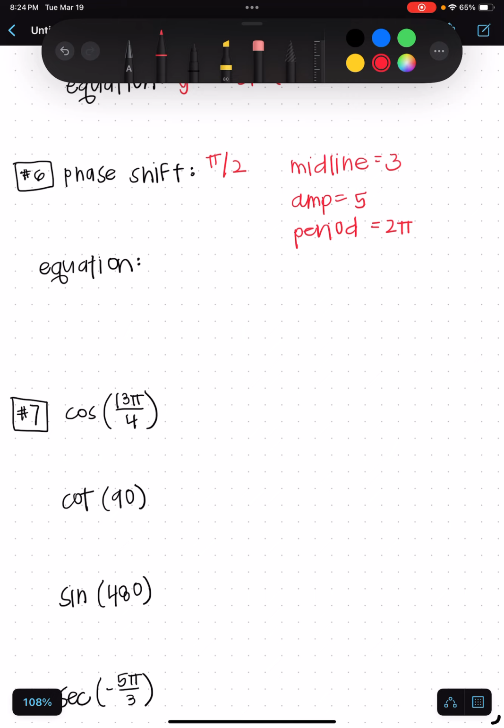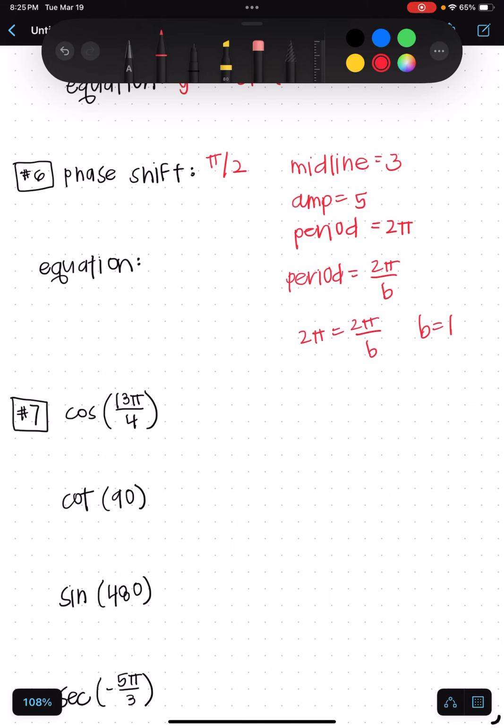And that's your period. So if I know my period is 2 pi, then to find b, we use the formula period is equal to 2 pi over b, but my period is 2 pi, so I have 2 pi is equal to 2 pi over b. Well, that must mean that b is equal to 1, because 2 pi divided by 1 is 2 pi. So now that I have all of that information, we can start the equation.